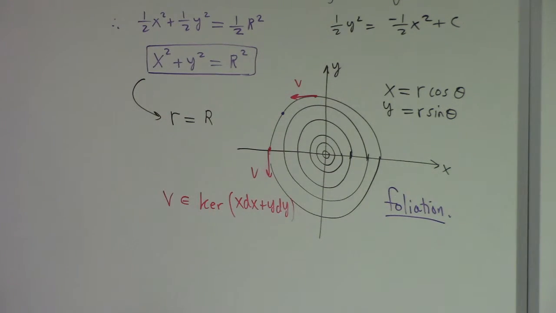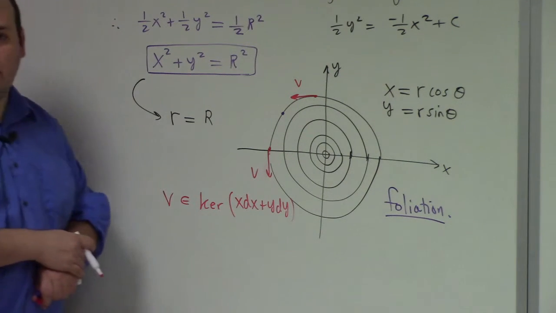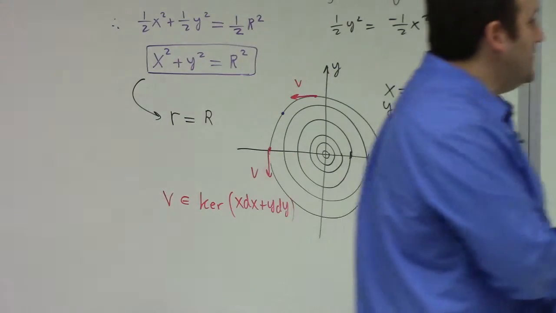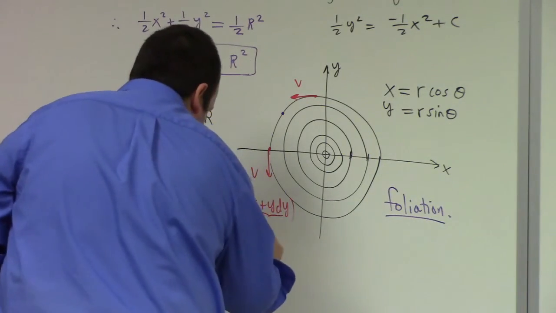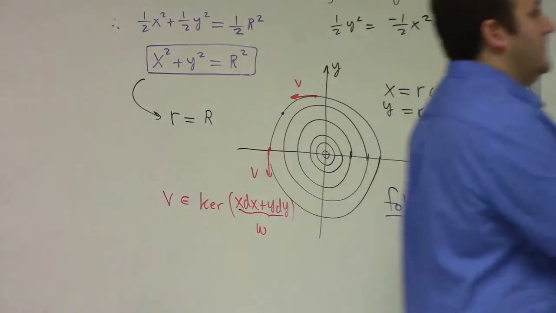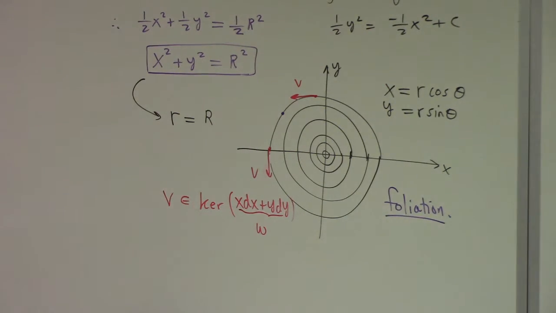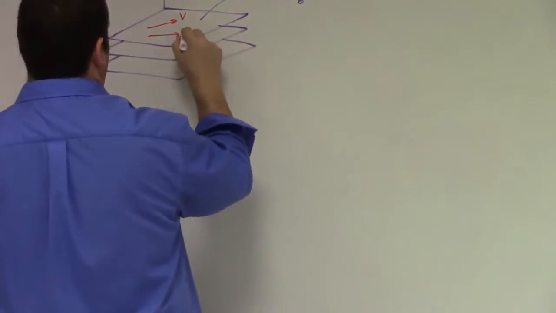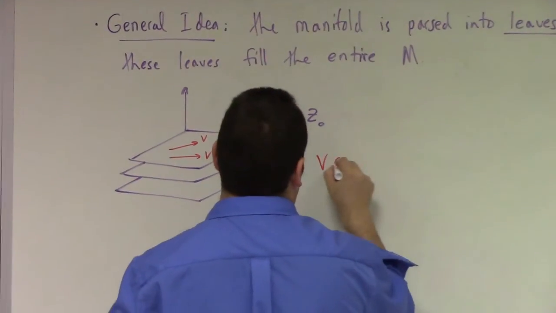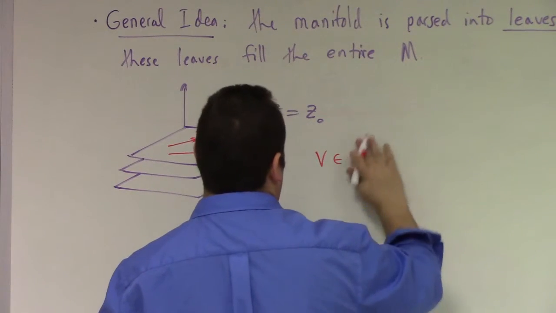But so I guess my question is over here. What, if this, let's say that this is omega. So if you think about tangent vectors like these guys, v is an element of the kernel of what form?